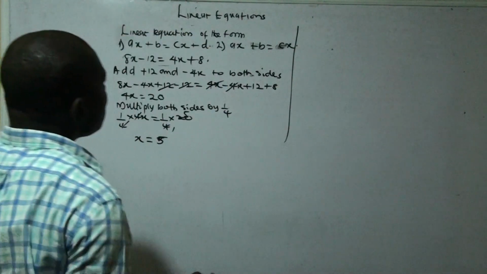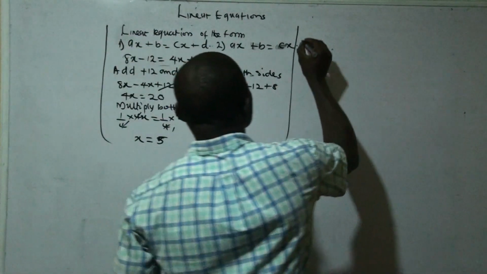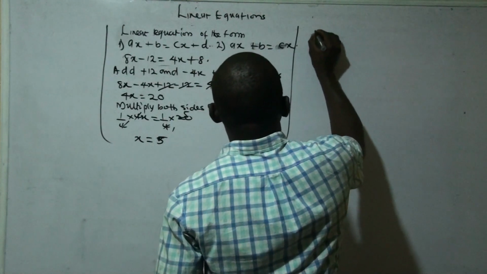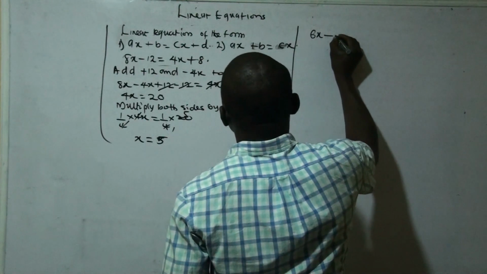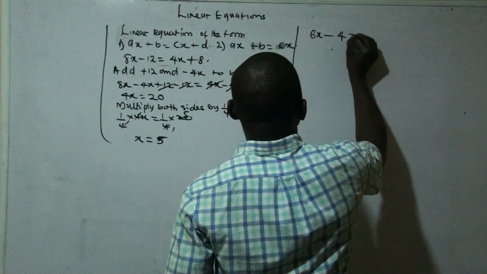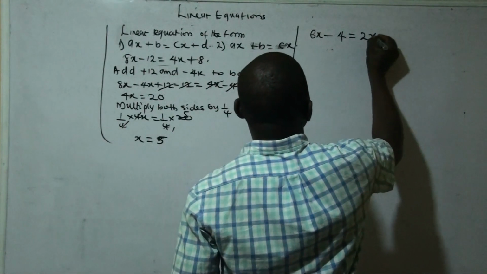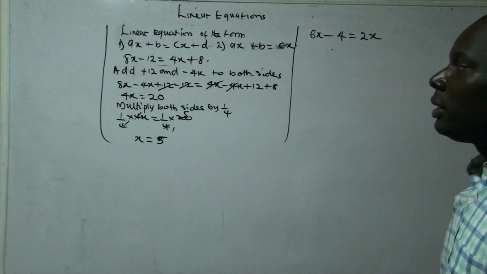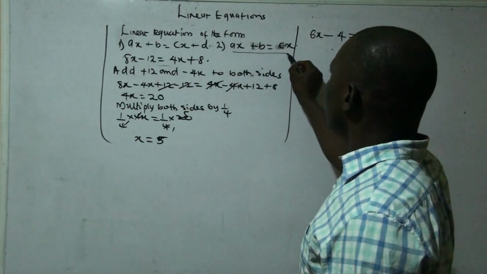For instance, if we have 6x minus 4 is equal to 2x. Okay, we're asked to solve this. How do we do this? This is typically of this nature.